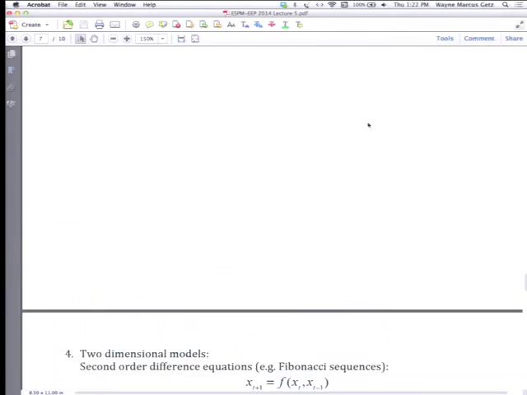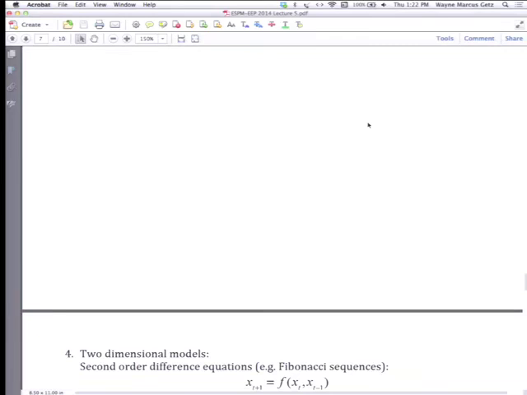And so we're going to get into 2-dimensional systems of equations. So far we've been talking about models where we can write down the model in terms of one variable x, and its value, let's say I'm going to go to t plus 1, is some function of x at t. So that tells me how a single population grows. But now what happens if we have 2 populations that depend on one another?